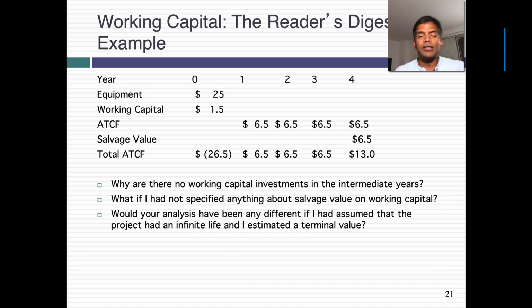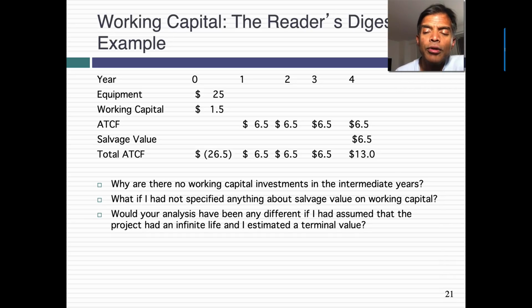So in the Reader's Digest case, there is working capital. It is 10% of revenue. So it's made at the start of the year. So if you look at my initial investment, you've got a $1.5 million working capital investment. That's 10% of revenues in year 1. You're saying, why isn't there working capital after year 1? Remember, my revenues are flat after year 1. They're 25 million a year. And my working capital stays at 1.5 million a year. There is no change in working capital in years 1, 2, 3.